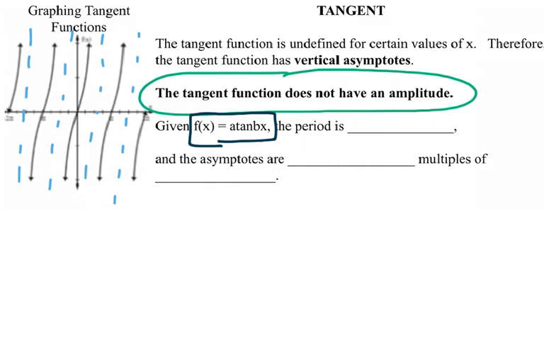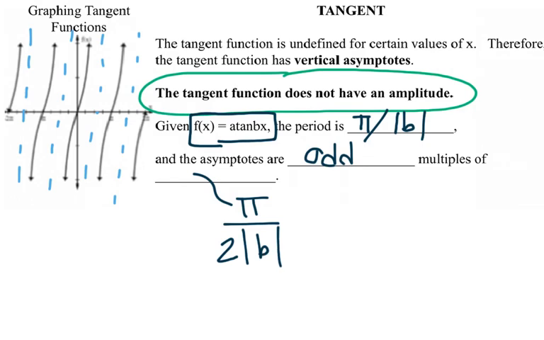so tangent usually looks like f of x equals a tan b x, where a and b are just numbers. The period for this one is found by doing pi divided by the absolute value of b. So it's no longer 2 pi, it's only just 1 pi. And the asymptotes are always odd multiples of pi divided by 2 times the absolute value of b. Okay, so that's just some weird formula stuff to get used to.